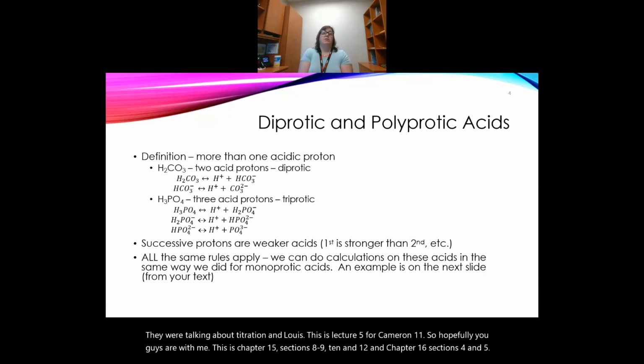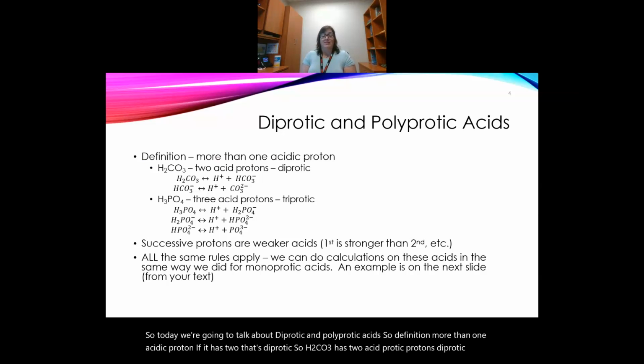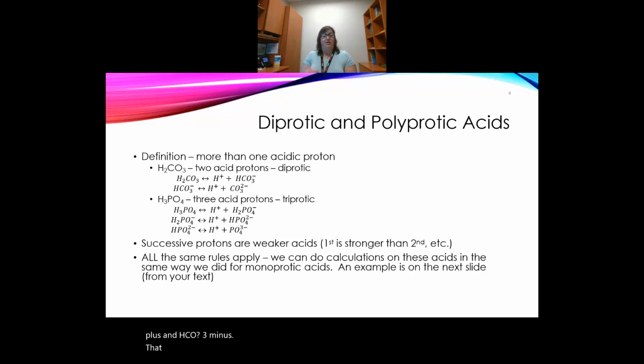So today we're going to talk about diprotic and polyprotic acids. So definition, more than one acidic proton, it has two, that's diprotic. So H2CO3 has two acidic protons, diprotic acid. H3PO4 has three acidic protons, and therefore it's triprotic. What happens when we look at these things, we talk about H2CO3, H2CO3 can come apart to become H plus and HCO3 minus. But that HCO3 minus can also then come apart to become H plus and CO3 2 minus. So that is a two-step process.